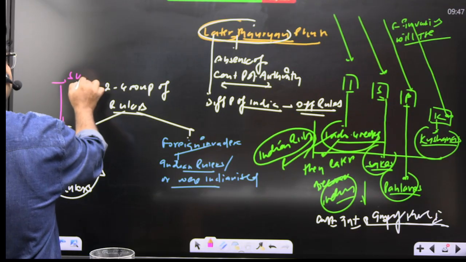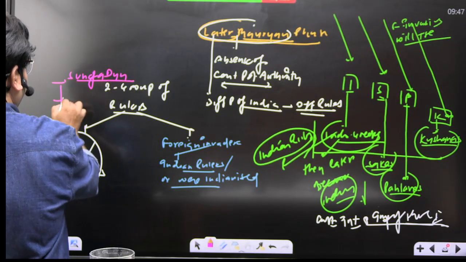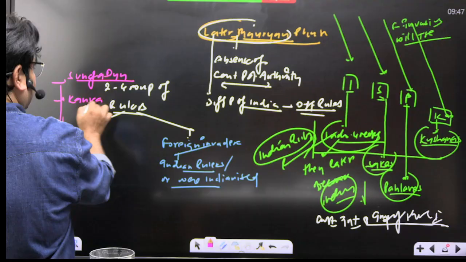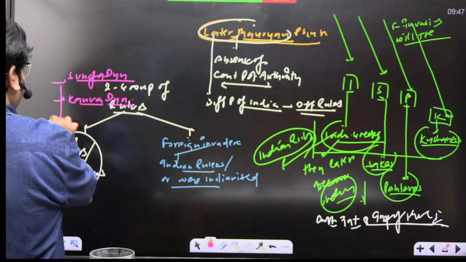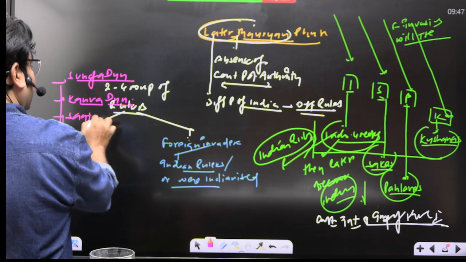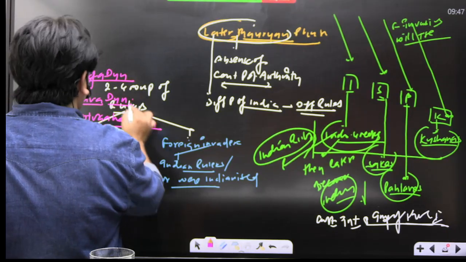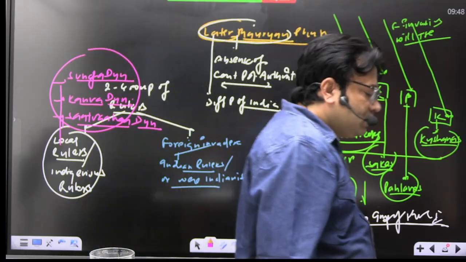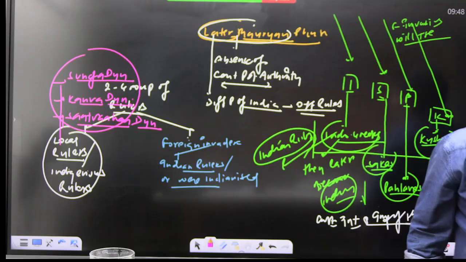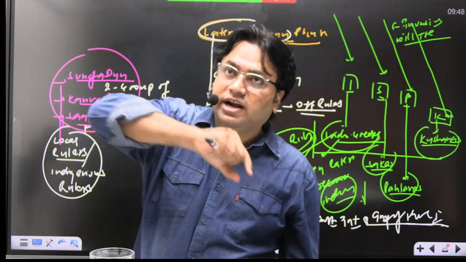one dynasty is Sunga dynasty. The second is Kanva dynasty. These are local rulers, all during this later Mauryan phase. And the third is Satavahana dynasty. So always remember that Sunga, Kanva and Satavahana belong to the group of local rulers during the later Mauryan period.